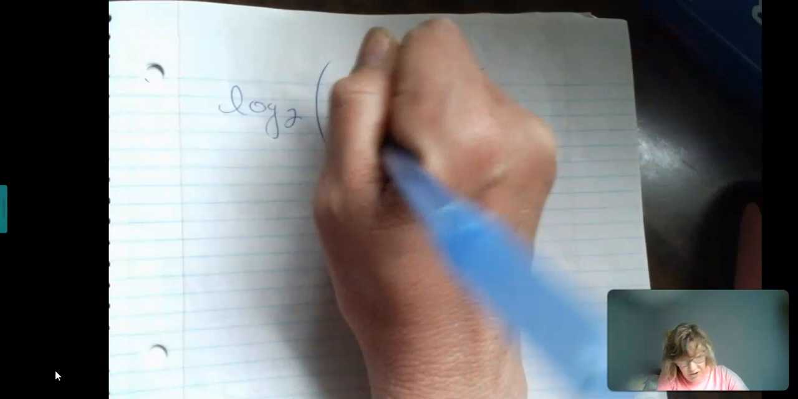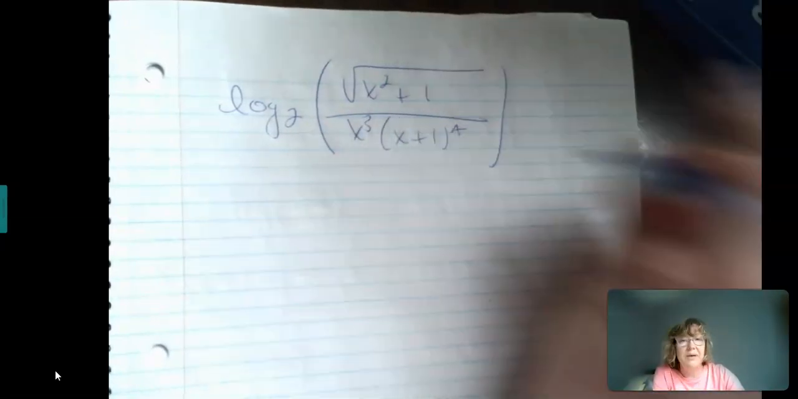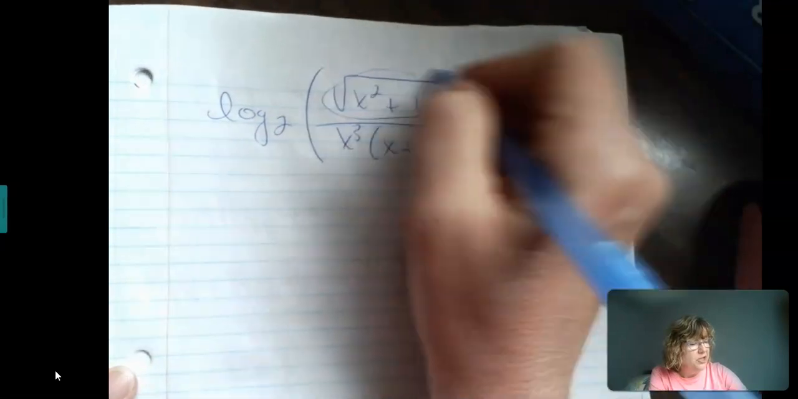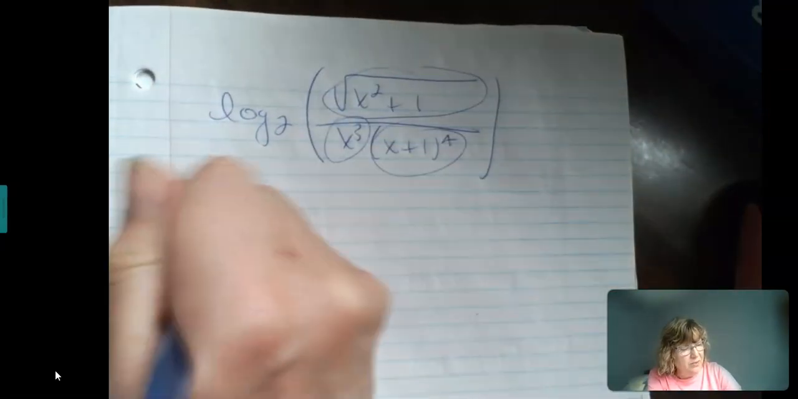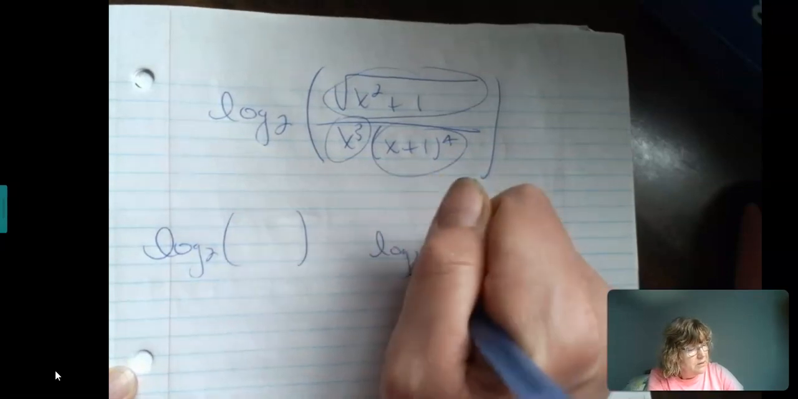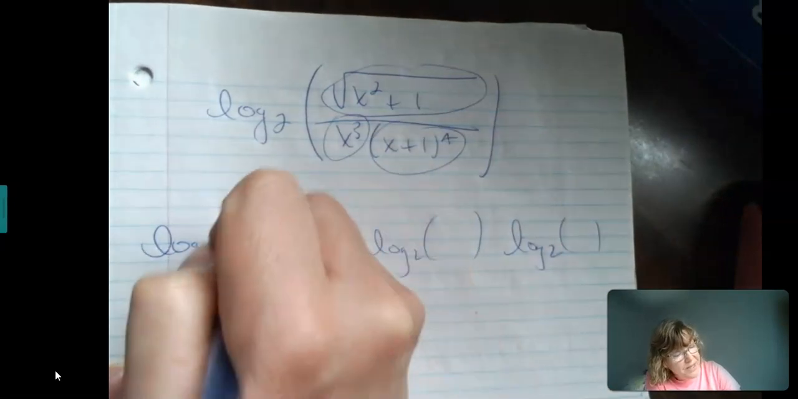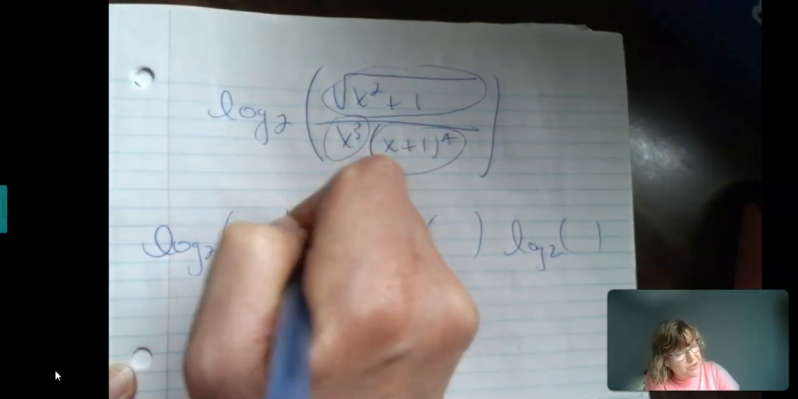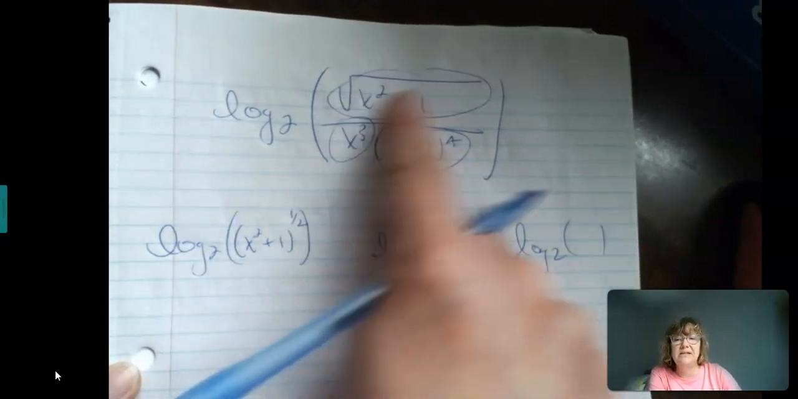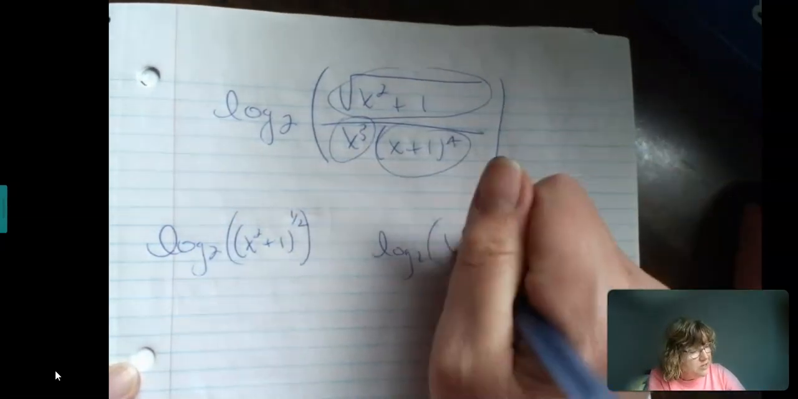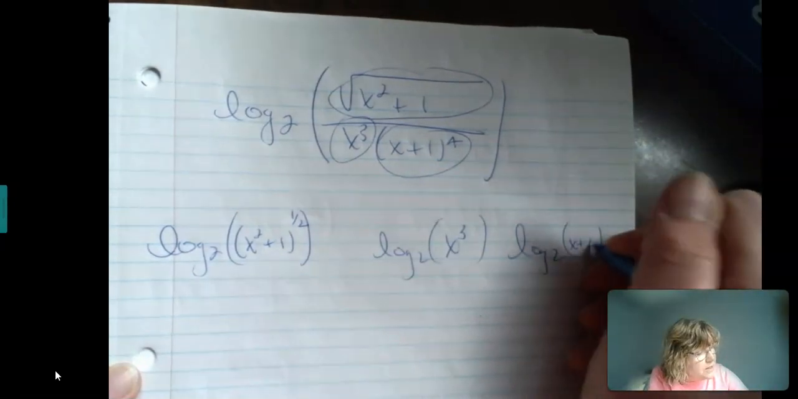All right, let me do one more. And then say, I don't know, we'll do log base 2, this one, and we have what? X squared plus 1 all over x cubed, x plus 1 to the 4th. Okay. All right, so how many chunks do I have? I have 1 chunk here, 2, 3. So I'm going to write the word log 3 times. All right, this goes in this one to begin with. Now, square roots are really half powers. So I'm going to write that because that's really an exponent in disguise. That's to the half power. This guy, x cubed, and this one, x plus 1, and that is to the 4th power.